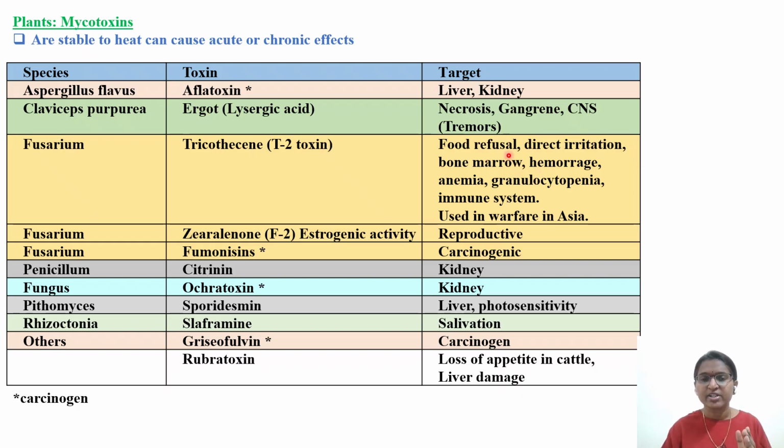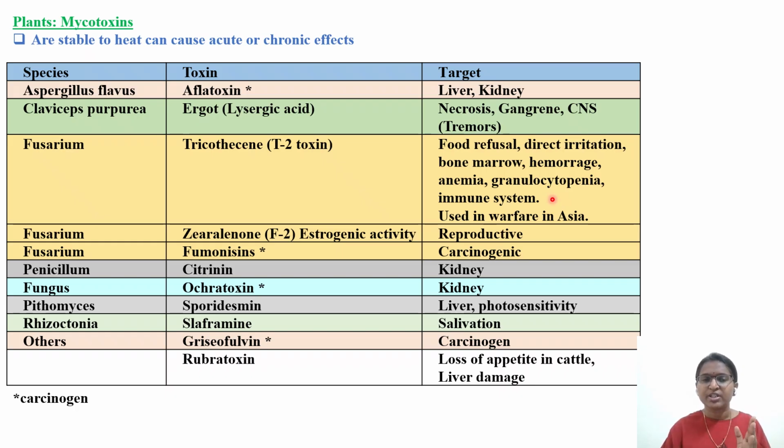So here the appetite will be decreased, direct irritation, bone marrow, hemorrhage, anemia, granulocytopenia, decrease in the WBC, immune system. And there are certain plant toxins also which are used in warfare. In addition to chemical weapons like phosgene and chlorine, at that time they also used plant toxins. Trichothecene T2 toxin was also used in warfare in the case of Asian countries. Okay, geographically this is probably available in the Asian countries.